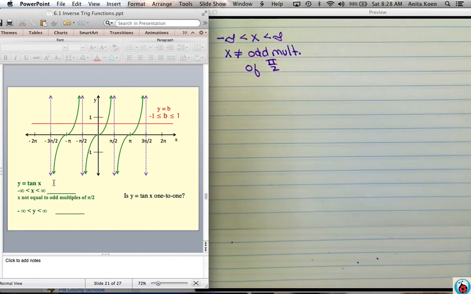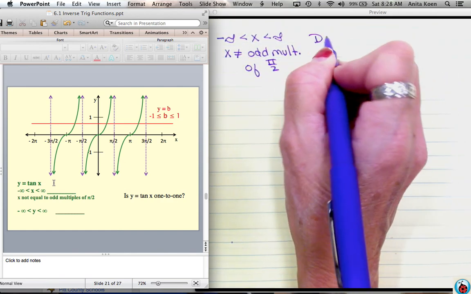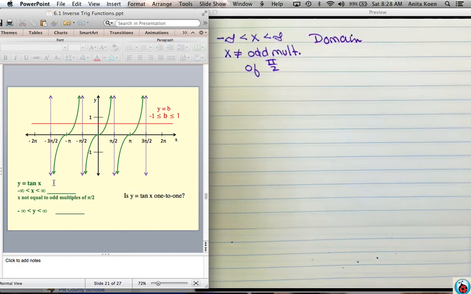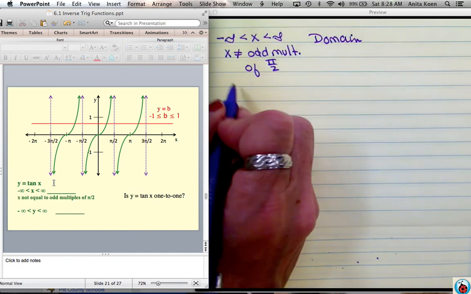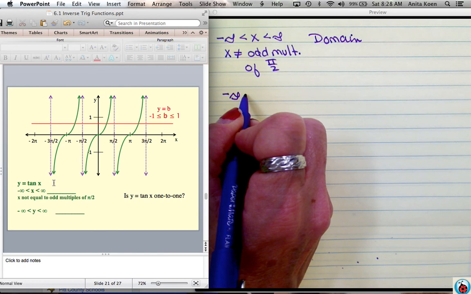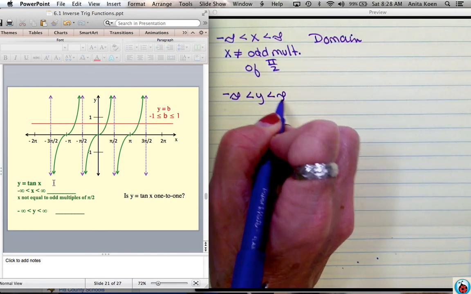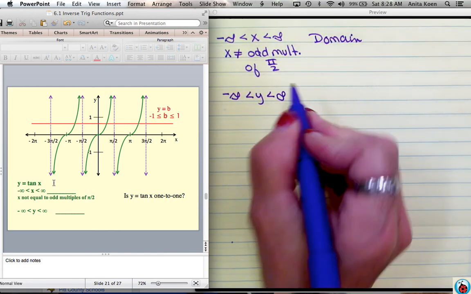The x's are not allowed to equal odd multiples of pi over 2 because the tangent function is not defined at the odd multiples of pi over 2. And we took a lot of time and discussed that in class when we were graphing the tangent function. So be sure you go back and look at that if you need to. This is the domain of the tangent function. And the range of the tangent function is all real numbers from negative infinity to infinity. That's my range.